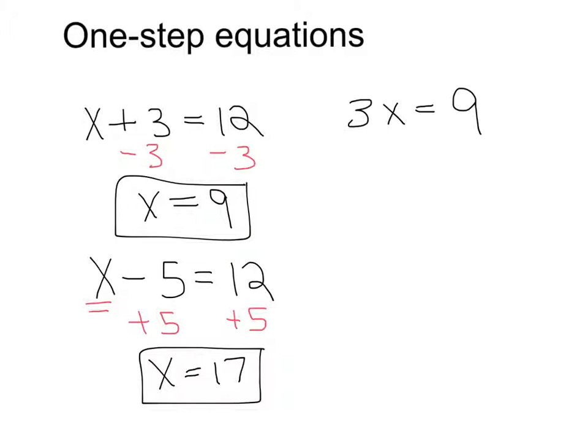If I knew that 3x equals 9, then all I have to do is divide both sides by 3, because I'm trying to get the coefficient, right, which is the number in front of x, to be 1. To get 3 to be 1, I have to divide by 3. Then I'm going to get x equals 3.